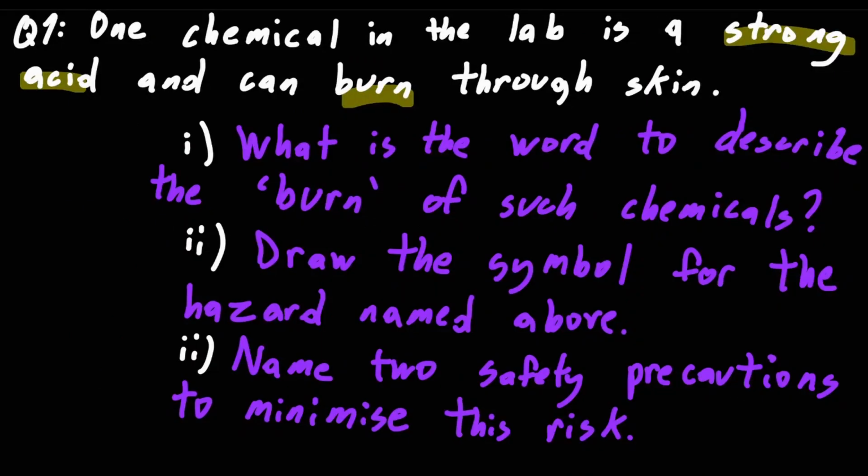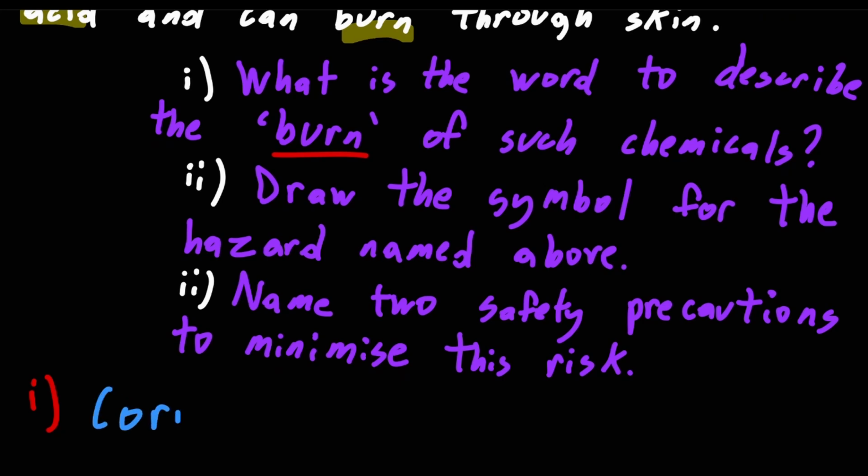So now is our first question of this video. Question 1. One chemical in the lab is a strong acid and can burn through skin. God forbid that ever happens to you. Try this question yourself, and I'll go through the answers now. So part 1. What is the word to describe the burn of such chemicals? So burn is the key word there. So the word to describe the burn of such chemicals is basically just corrosive, or the corrosive properties. Just say corrosive.